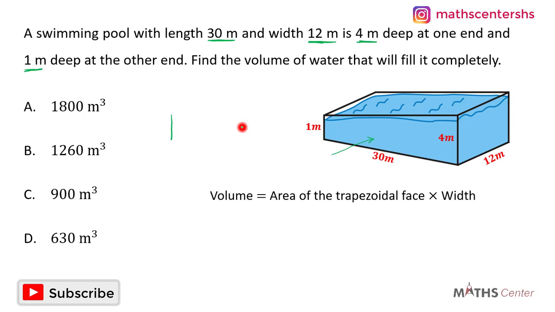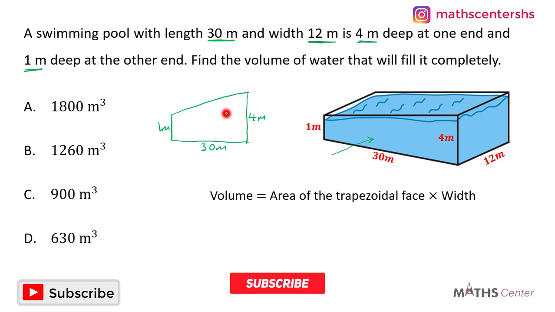So we have this side, and then these two are the parallel sides. Then we have the two other sides here. We have the 1 meter side here. Here will be 4 meters, and here is 30 meters. This is the trapezoidal face, as you can see here. As I've already said, to get the volume of this shape, we will have to find the area of the trapezoidal face and multiply it by the width, which is 12 meters.